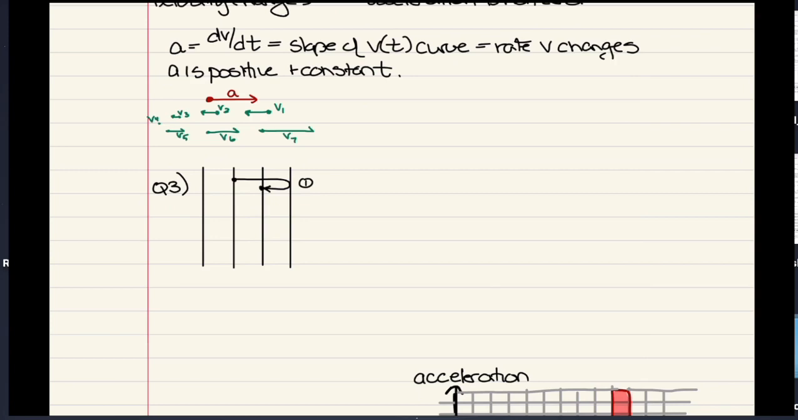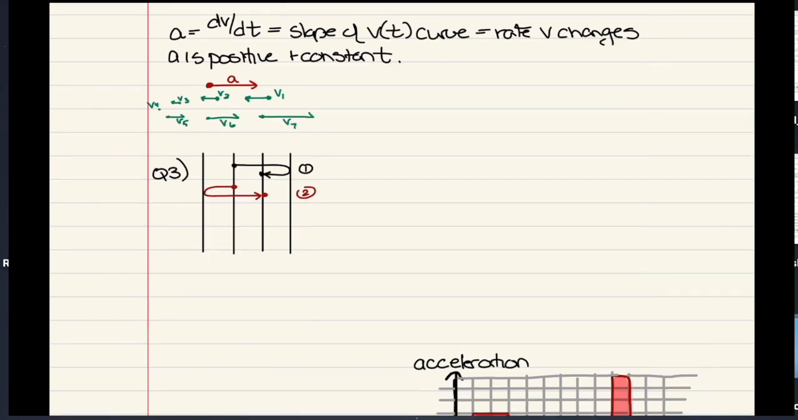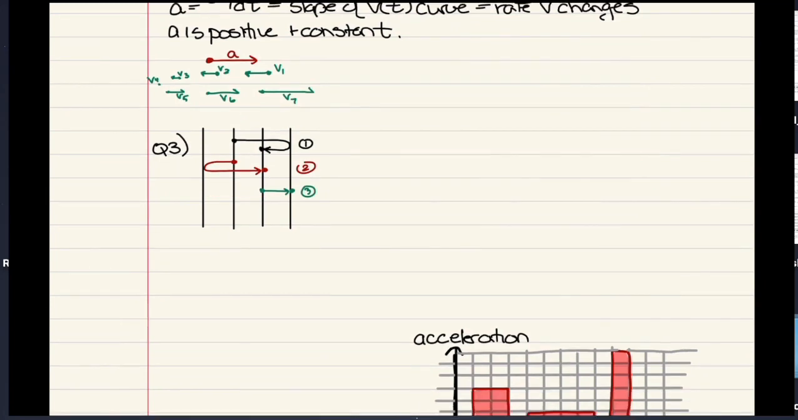Number 2 looks like it starts here, goes over here, turns around, and ends up here. It's 2. 3 looks like it starts here, ends up right here. And 4 is something like that.